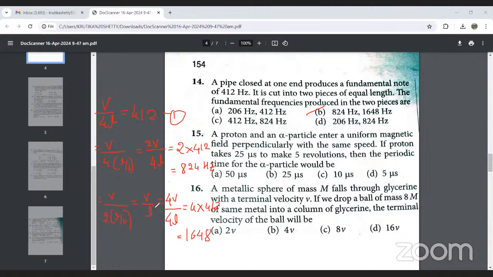Fundamental frequency they have given. Then they are asking what frequency comes when it is cut in half. Okay. This option B is the correct answer.